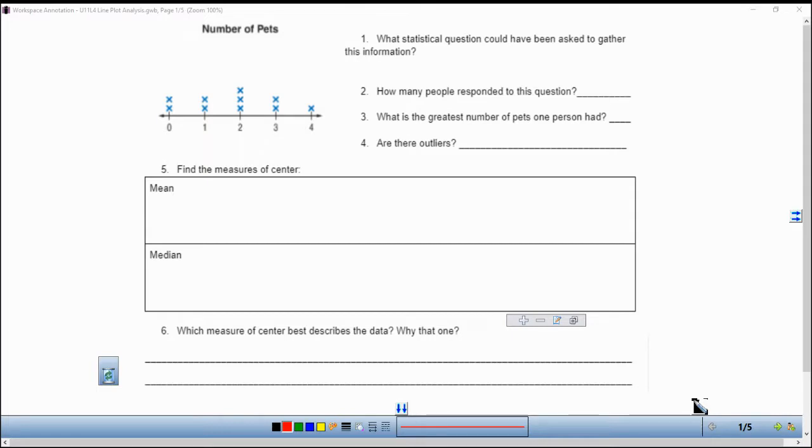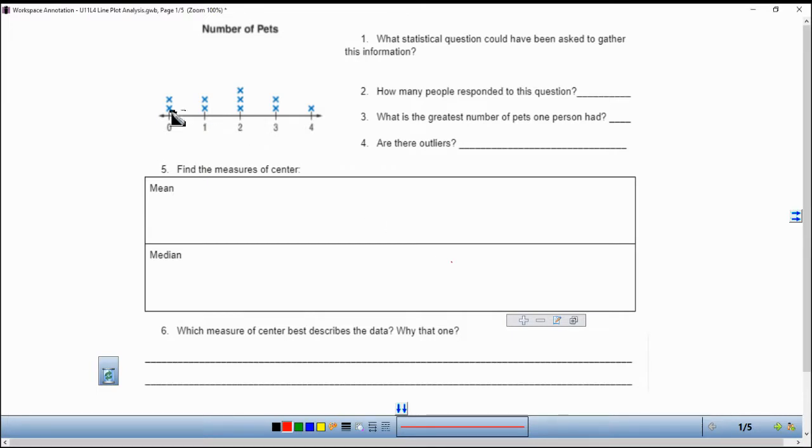And today we're not going to create a line plot, but we're going to use line plots that have already been created. And what's called analyze them. What that means is we're going to look for information in the line plots, like the mean, the median, the mode, the range, specific data points to help us answer questions. Okay, so let's start with number of pets.